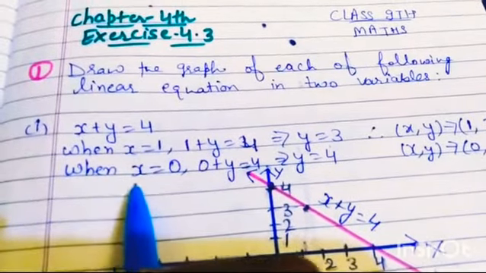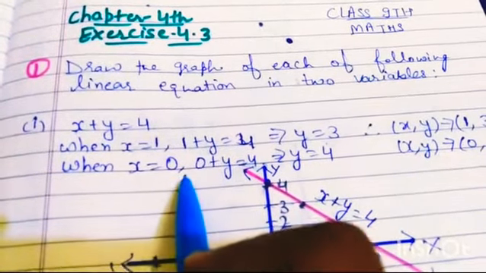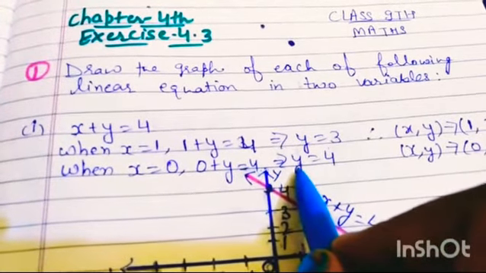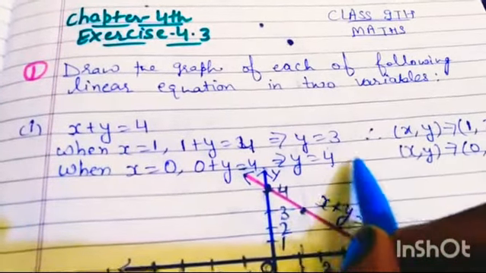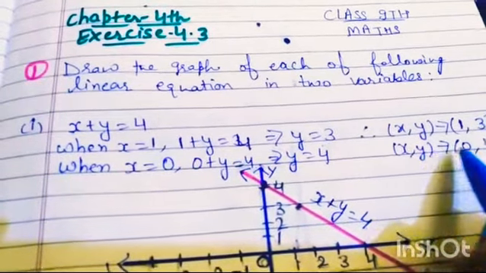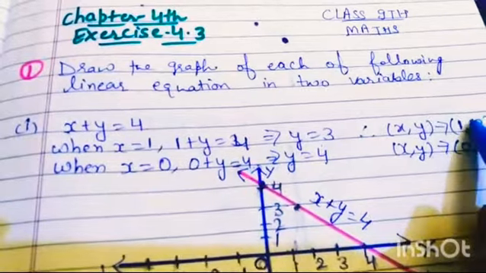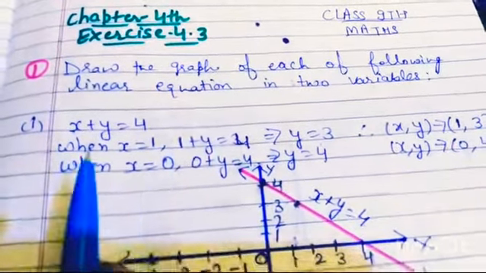Then secondly we will put the value of x equal to 0. Then we get 0 plus y equal to 4. Therefore we get y equal to 4. Therefore the next point x comma y is 0 comma 4. Now we have to plot the graph of these both points.